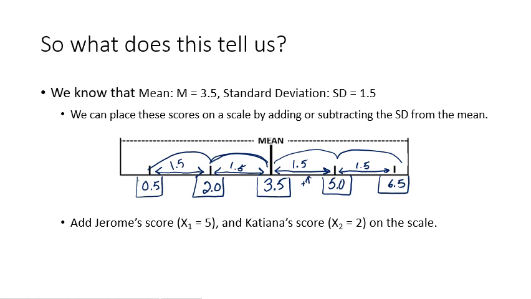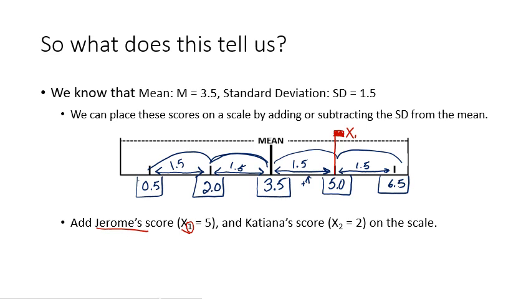So now we can add Jerome's score and Katiana's score to the scale. Since Jerome is our first person, I've given him the name x1 with this little subscript. So the x just means score, and the 1 just means for the first person. The score for the first person is 5. So let's mark his score here with a little flag. And here is X1.